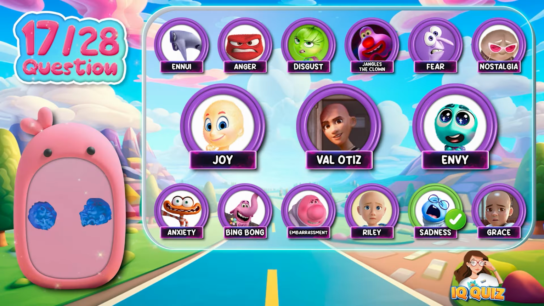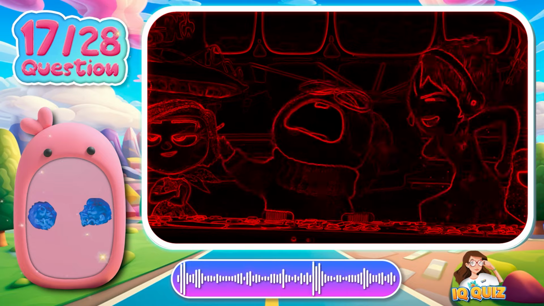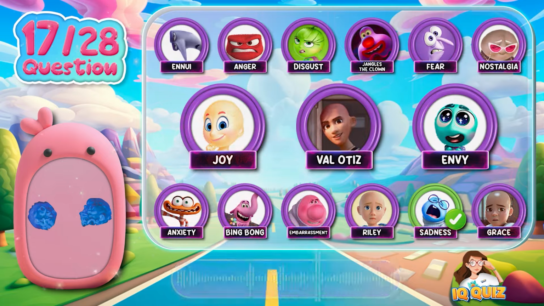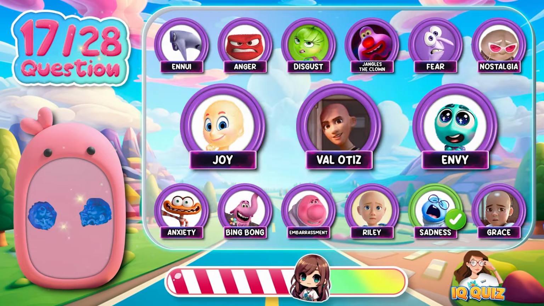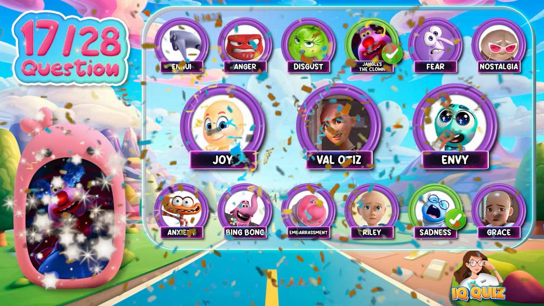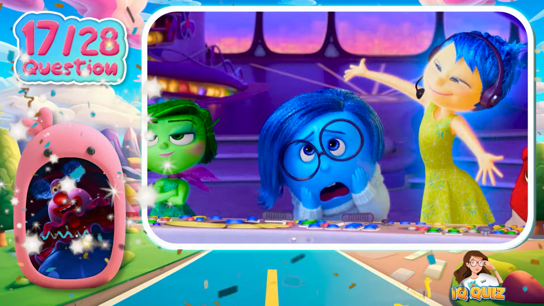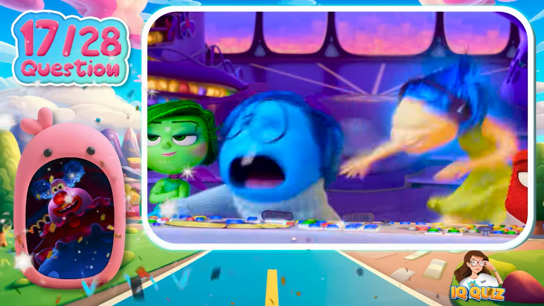Round 17. Who can it be? Of course, it's the scary clown, Jangles the Clown.